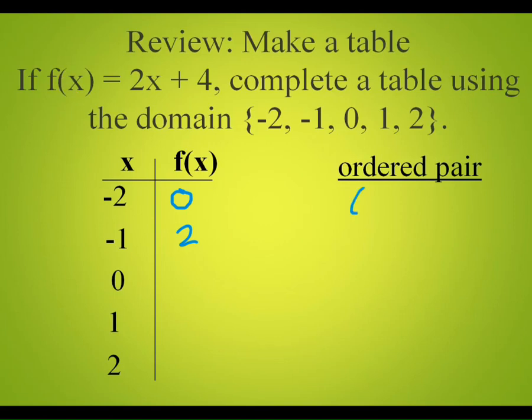So the ordered pair again would be -2, 0, -1, 2, and so on. You plug in 0, 2 times 0 is 0, plus 4 is 4. You'd graph these points and then connect them with a line.